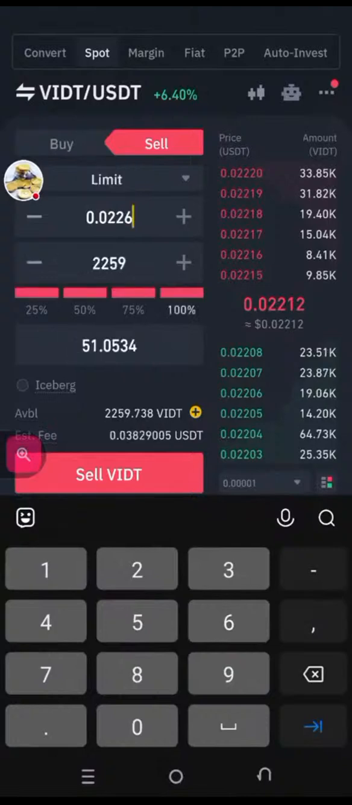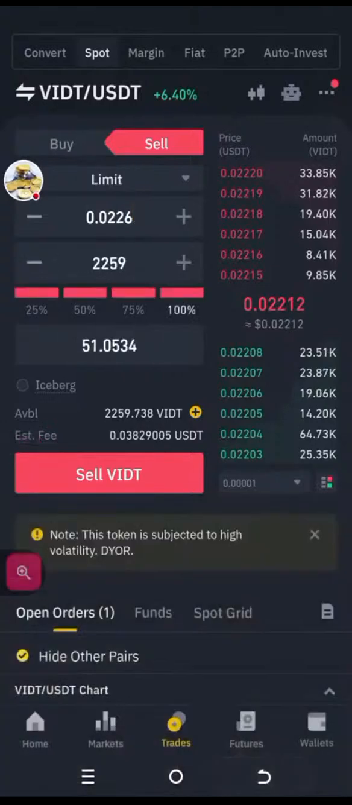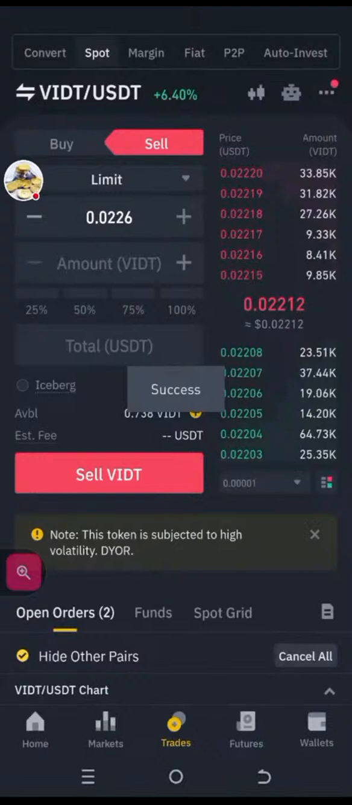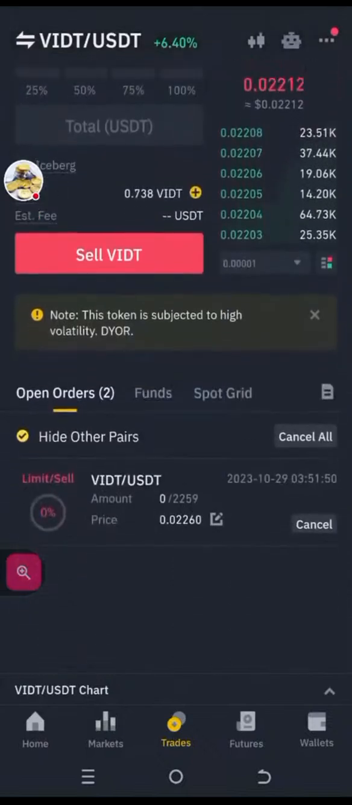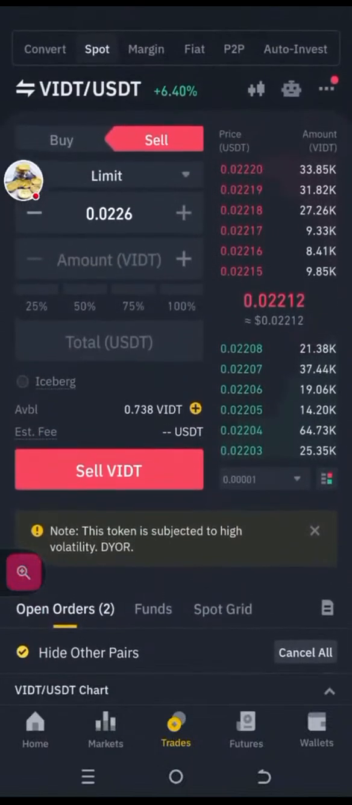226, and then now pick up everything. $1 is fine. Okay, that's 2%. That's our target. Okay, so now let's put that in the queue. So it's currently in the queue. VIDT is currently in the queue.